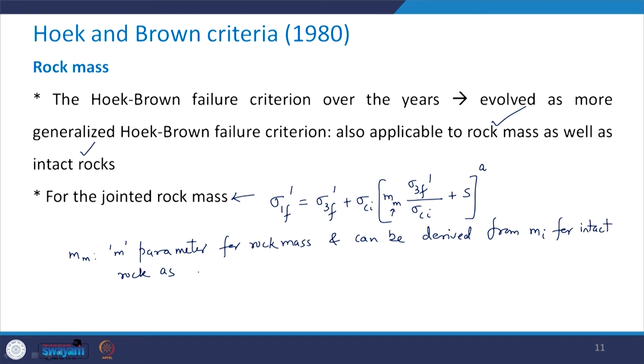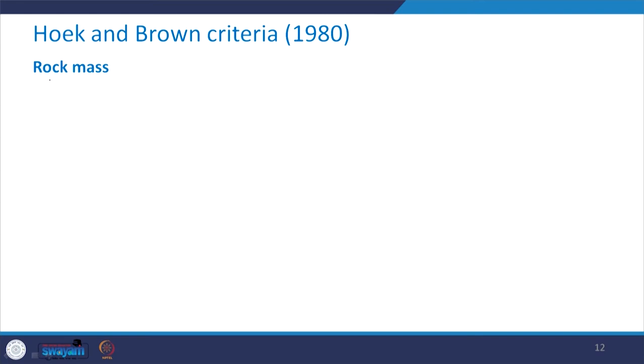How? See, mm is written as Mi times exponential of (GSI minus 100) divided by (28 minus 14D). You remember this GSI we discussed when we were discussing the chapter on the classification of the rock mass. This is your geological strength index, and this D factor is a factor which accounts for the disturbance in the rock mass.